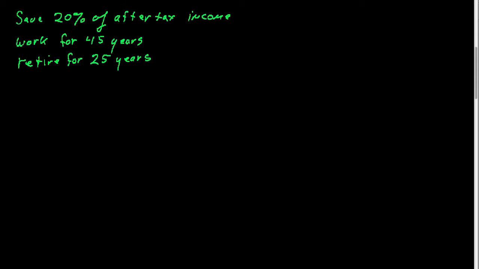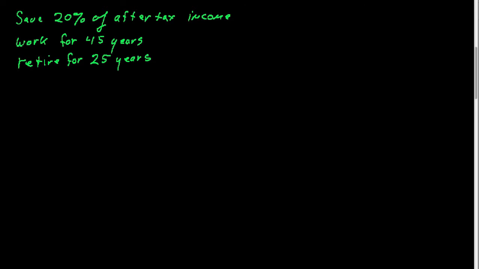You'll buy the annuity with money that you saved while you were working, and this annuity will make payments to you in your retirement. We're going to assume that your retirement savings compounds at a constant interest rate. We're also going to assume that your income grows at a constant rate. That is, you get annual raises.